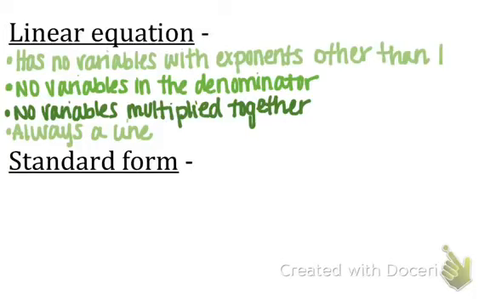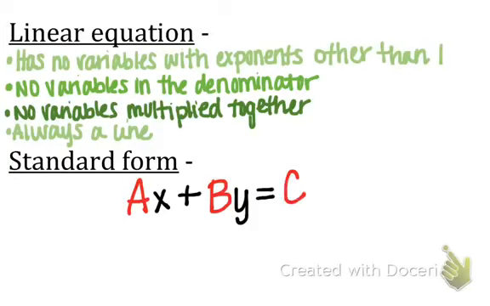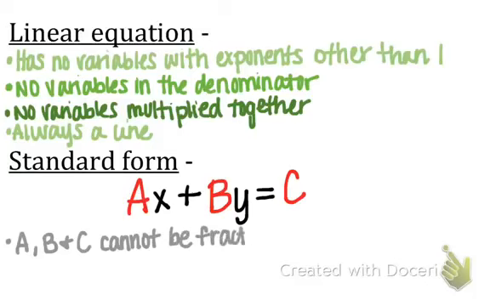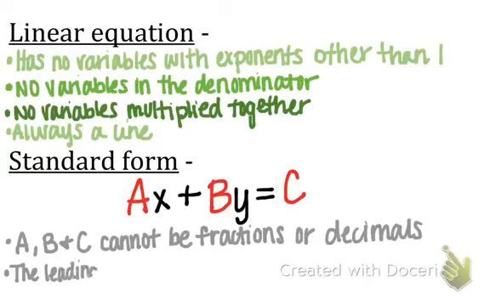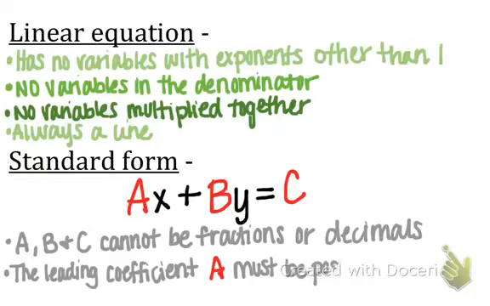The general standard form of a linear equation is ax plus by is equal to c, where a, b, and c cannot be fractions, they cannot be decimals, and also the leading coefficient, which is a, because it's the first coefficient that you see, must be positive.